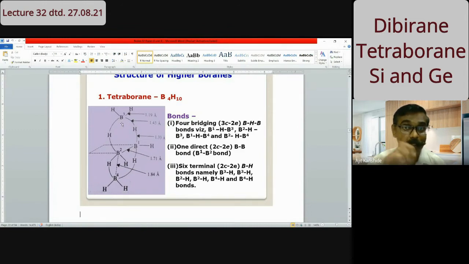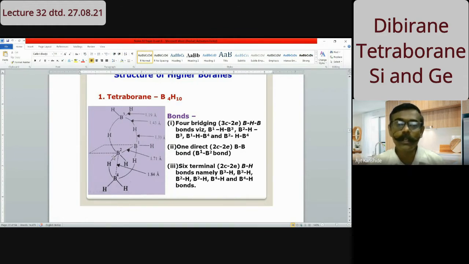There is no direct linkage between borons. They are linked through hydrogen. Similarly, boron 2 is linked to boron 3. That's a bridged bonding. Boron 2 is linked to boron 4. That's also a bridged bonding. So what are you understanding? Whoever central borons are there, boron 1 and boron 2, those are bridging to upside boron and downside boron. Each of boron 1 and boron 2 is showing bridged bonding to the lower and upper boron.